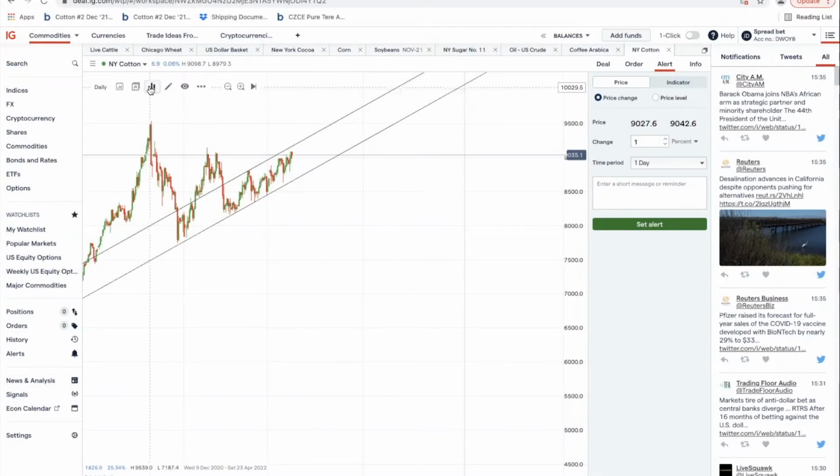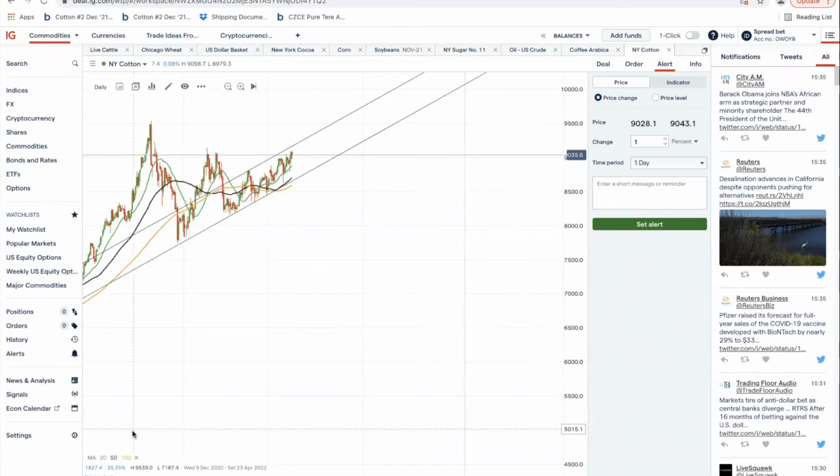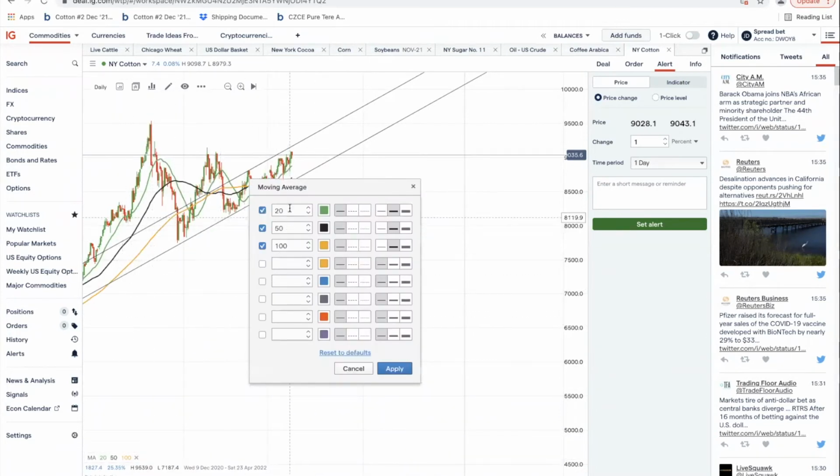The next step is to identify areas of support and resistance. These are key entry and exit levels for traders looking to get in and out of the market. And the first method we use is the moving averages.